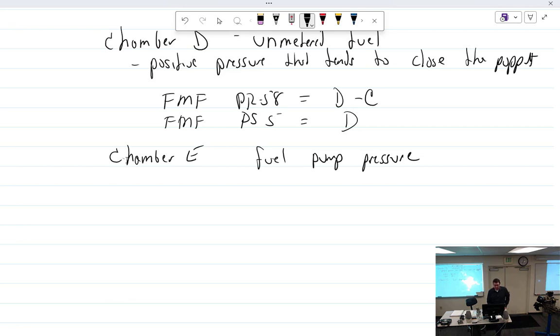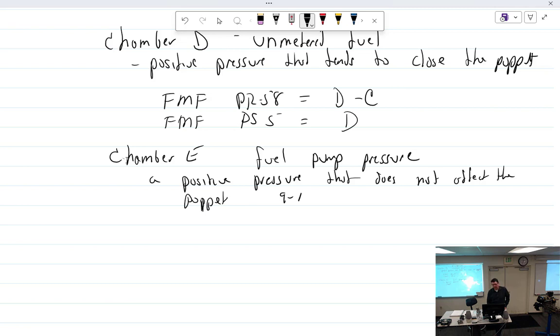So it's a positive pressure that does not affect the poppet. And I believe that's about 9 to 14 PSI, which is all the information I have on that. Seems a little low to me, but.